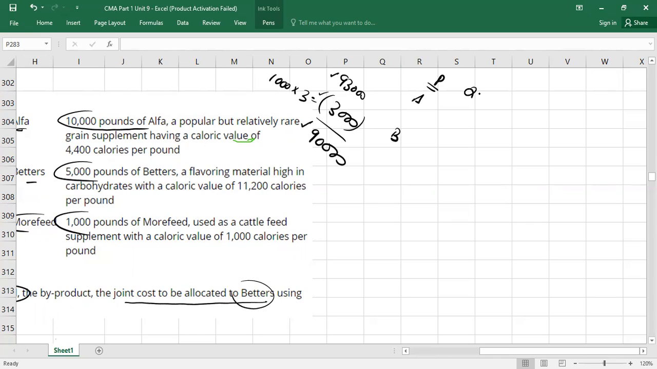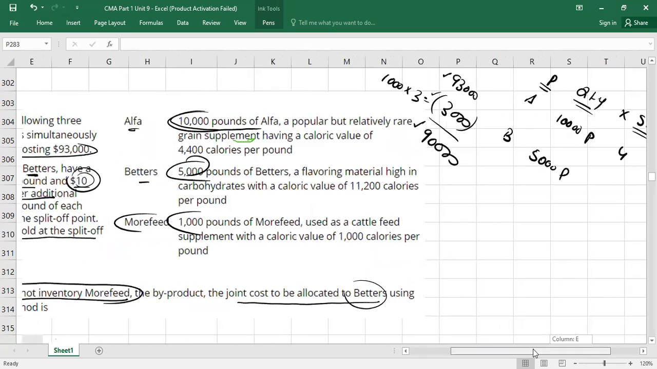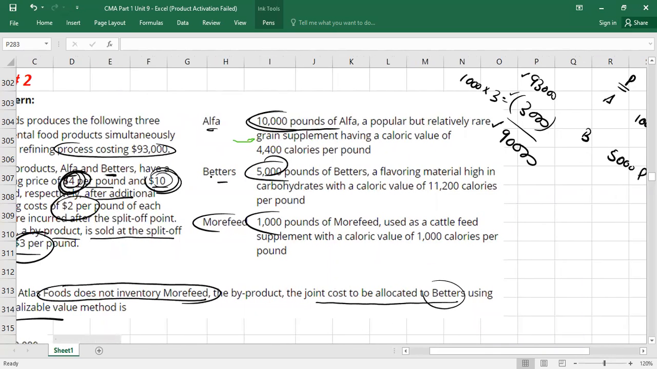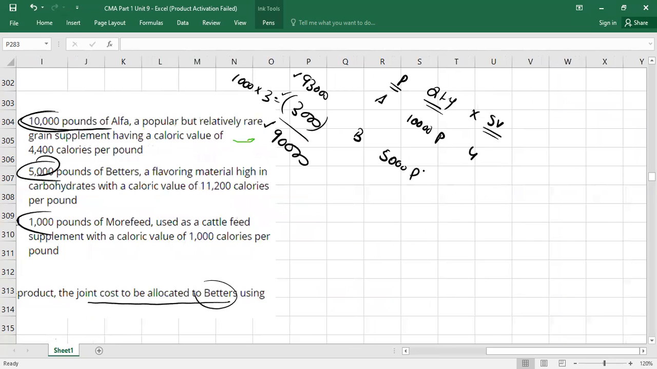Then you will write quantity here. Quantity means pounds. Alpha is having how many pounds? 10,000 pounds. And beta is having 5,000 pounds. It's given here. Then, because I have to apply the NRV method, I will multiply quantity with the sale price. Sale price for alpha was 4, I guess, right? 4. And for beta, it is 10. So we'll multiply by 4 and by 10. This will give you total sale value.